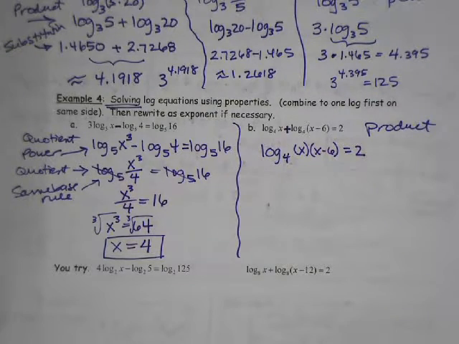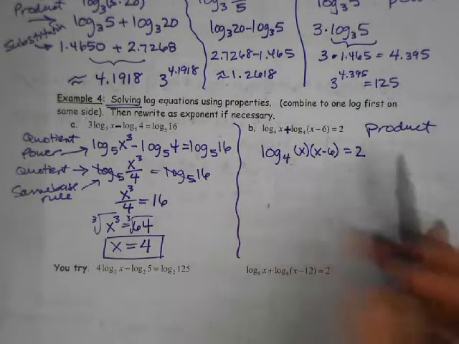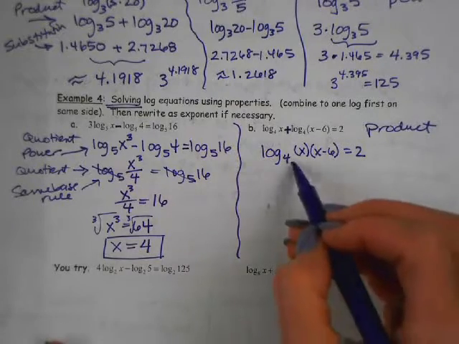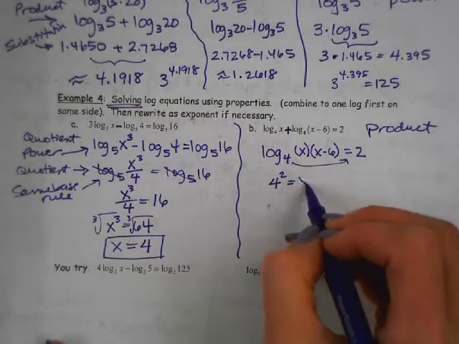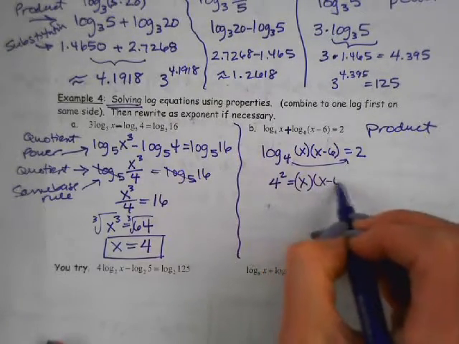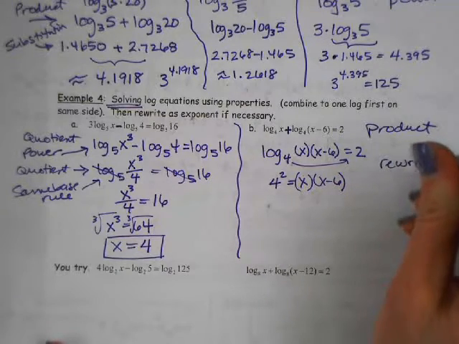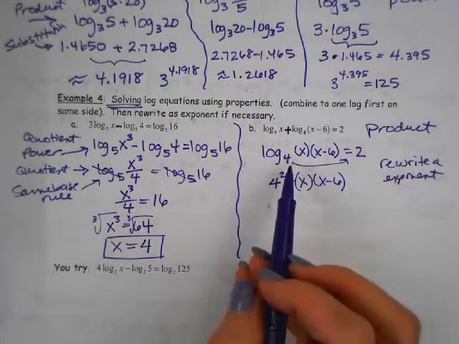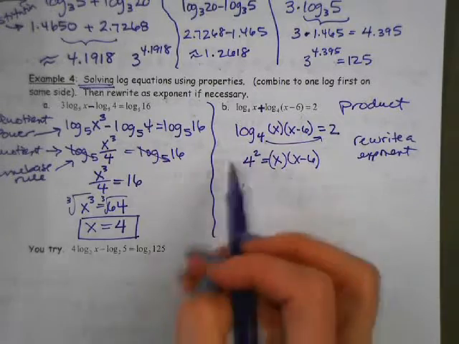Okay? So now, I have a log on the left side and nothing on the right side, so I can convert this into an exponential function, can I? Right? I just put the 4 underneath the 2 and write it as 4 squared, and that's going to equal the x times the x minus 6. Okay, so we just rewrite as an exponent. So when you just have a log on one side, you can just rewrite it. And that allows you then, the log goes away and allows you to solve for x.